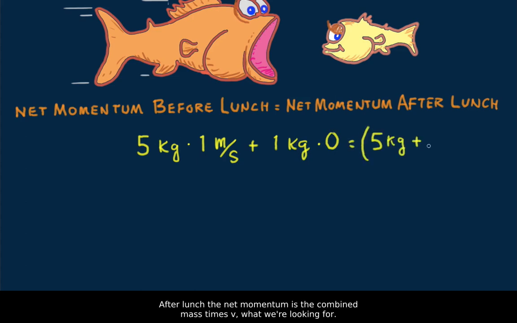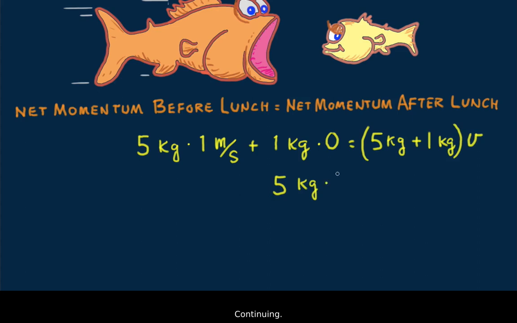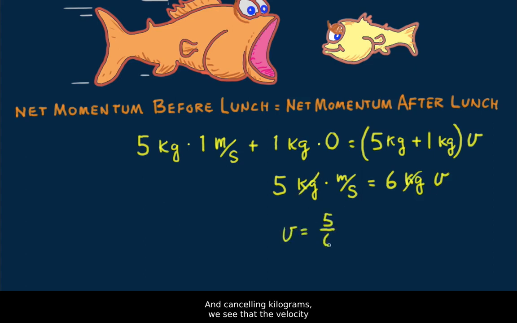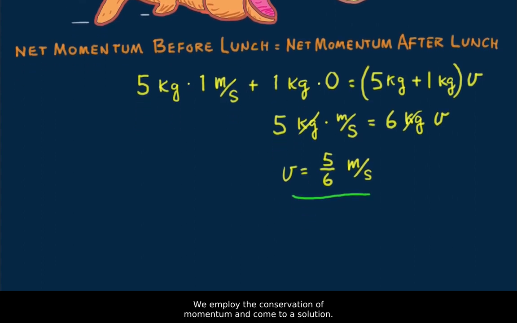After lunch, the net momentum is the combined mass times v, what we're looking for. Continuing, and canceling kilograms, we see that the velocity after lunch is 5.6 meters per second. This velocity is in the same direction as the initial velocity of the large fish. We employ the conservation of momentum and come to a solution. Yum!